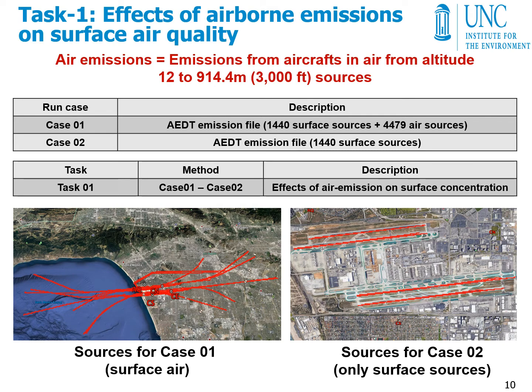And our task 1 is case 1 minus case 2. That gives the effects of air emission on surface concentrations. The bottom left figure shows the location of the sources for case 1, which is both surface and air. And the bottom right figure is the location of sources for case 2, which is only surface sources.